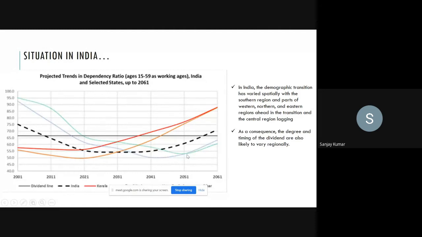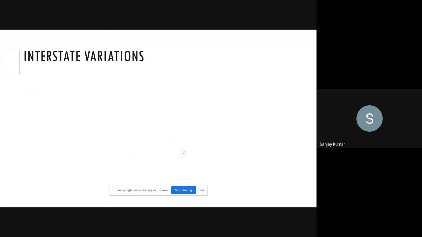So we have these states that will have a favorable dependency ratio because of the low fertility, and they will gain in the future, at quite a later date from now. So that's the regional imbalances in terms of demographic dividend, which we see not only as a country, but also as variations by states and regions.